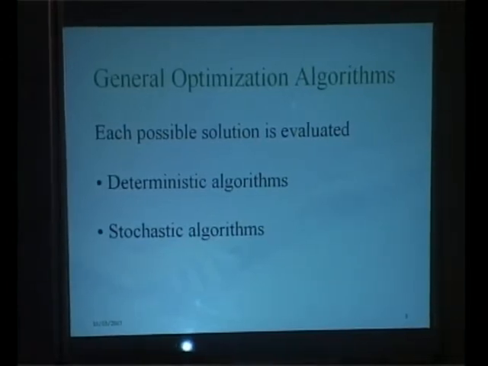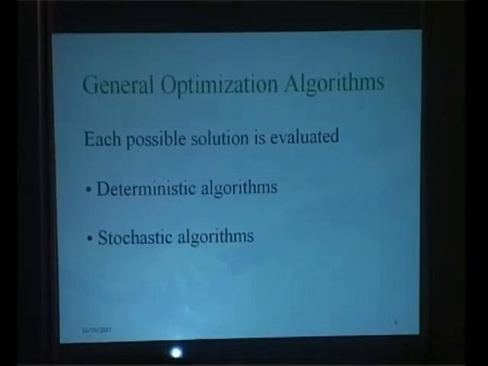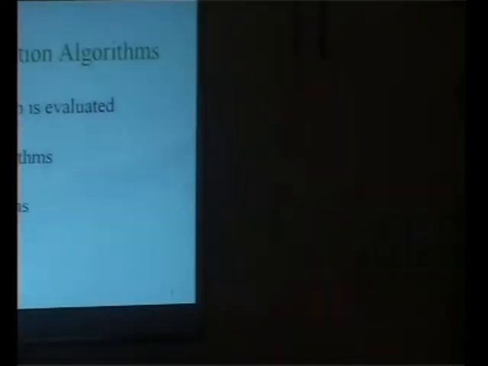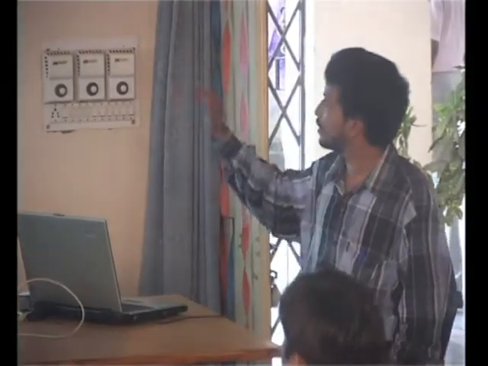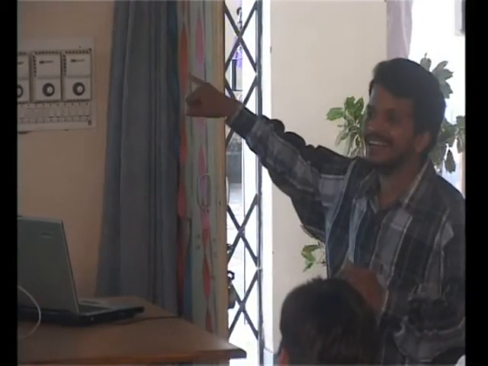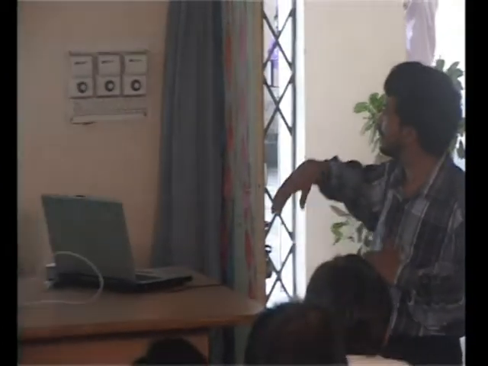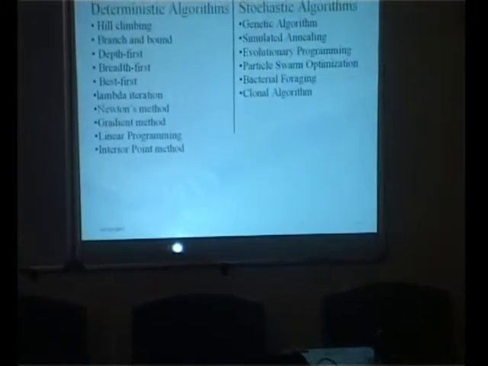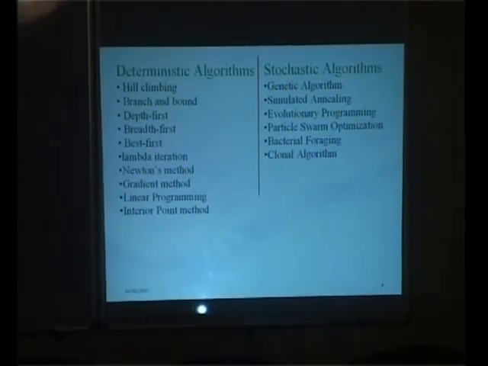We know that each possible solution is evaluated either by a deterministic algorithm, whatever we have discussed, the deterministic or fixed method, or by the heuristic method, the random search method or stochastic search method. Here I make a category of all these deterministic algorithms, because we have discussed a little bit of the hill climbing method. Hill climbing means the gradient ascent or gradient descent method. There are also branch and bound methods, depth first, breadth first, best first, and the lambda iteration method.